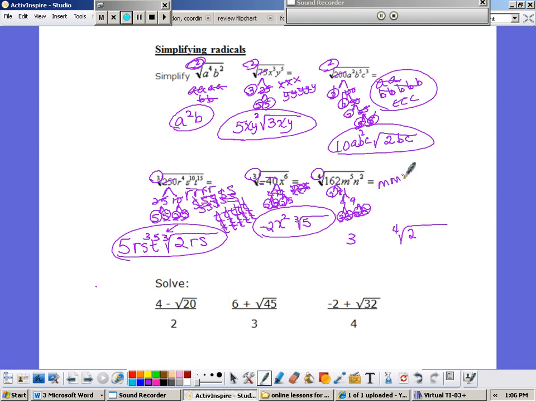I have M, M, M, M, M. So I have 4 M's, so an M comes out, an M stays in. And I have 2 N's, can't come out. There's my answer. A little space in between.